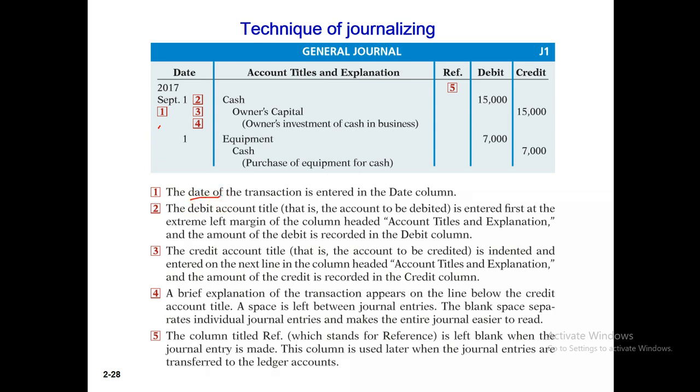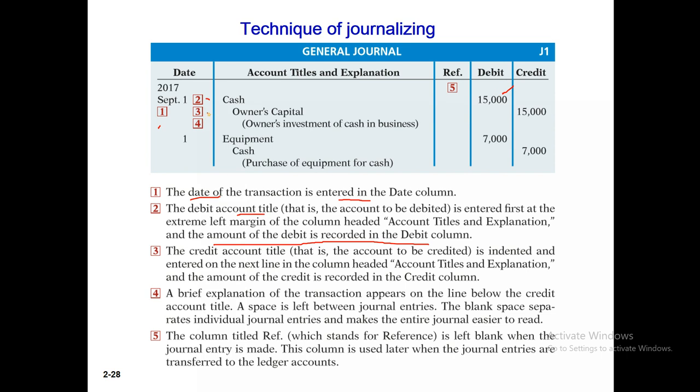This column of the transaction is entered in the date column. Number two, this is the column head of account titles and explanation. In this column we need to write down the debit account title. Debit account title here, and here also the amount of debit is recorded in the debit column. This is our debit column. We need to record this debit item.